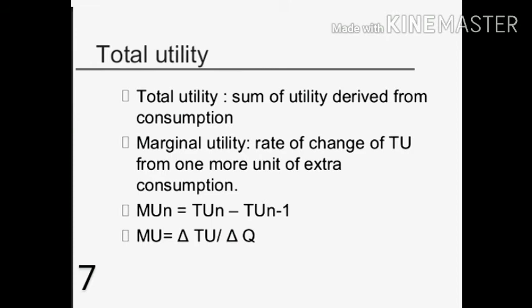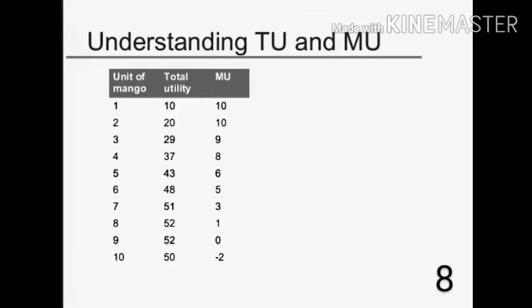Marginal utility means the rate of change of total utility from one more unit of extra consumption. In equation, MU_n is equal to TU_n minus TU_(n-1), or MU is equal to delta TU by delta Q. This means change in total utility by change in quantity of units. It is marginal utility.